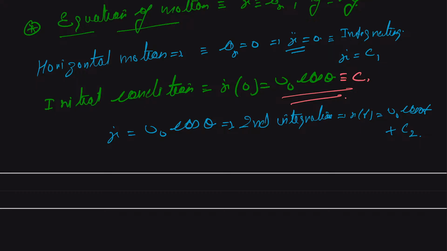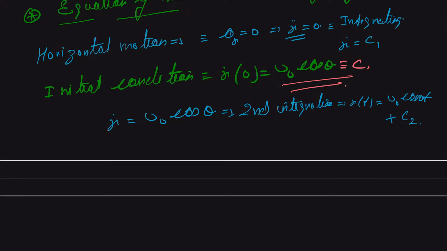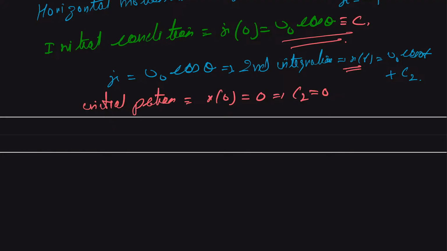And once again our initial condition, and here x is nothing but our position. So we can say our initial position, and we have assumed that it will be at the origin. Therefore at time t equal to 0, x naught is equal to 0. Therefore our c2 is also equal to 0. Therefore we can write that our position x of t, the horizontal position, is v naught cos theta multiplied by t.